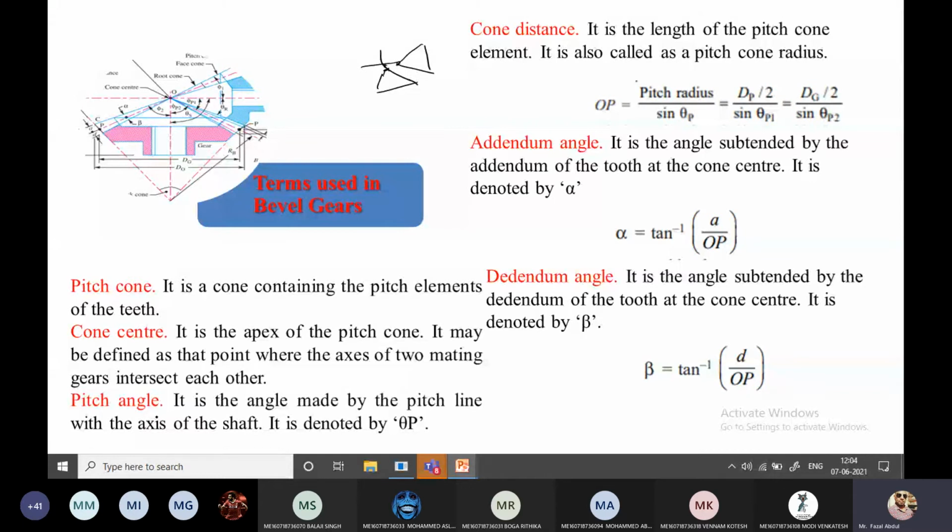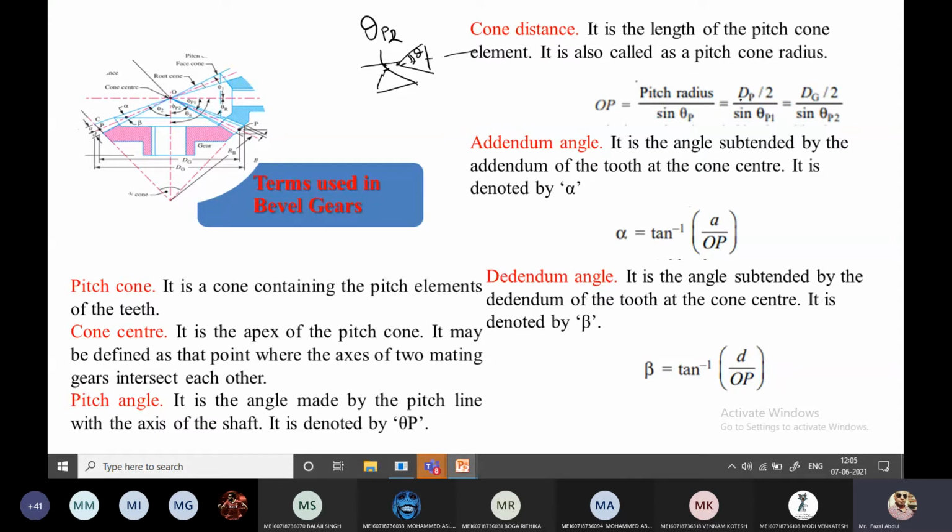And pitch angle, it is the angle made by the pitch line with the axis of the shaft. So this is the axis of the shaft. If I draw the angle here, that is referred to as a pitch angle. Pitch angle denoted by theta suffix p. If I write theta suffix p1, that is for the pinion. If I write theta p suffix 2, that is for the gear. Now cone distance, slant height or cone center distance have similar meaning. So mathematical relations, this one you have to remember.